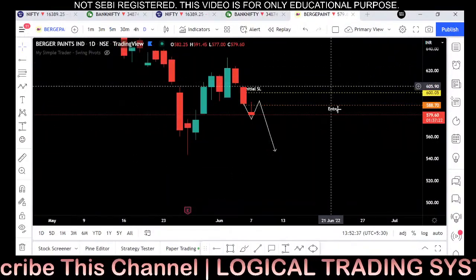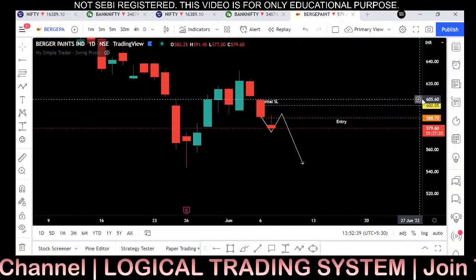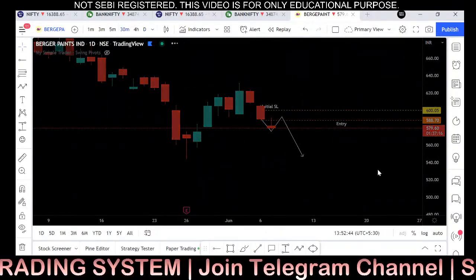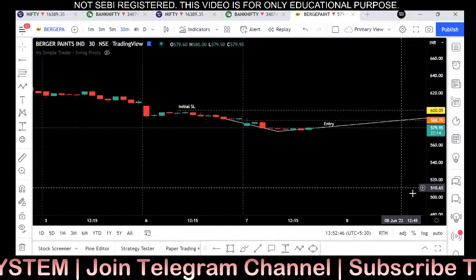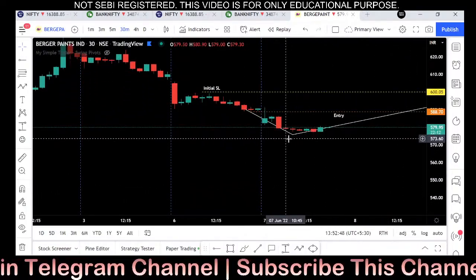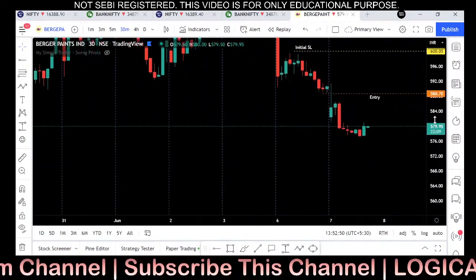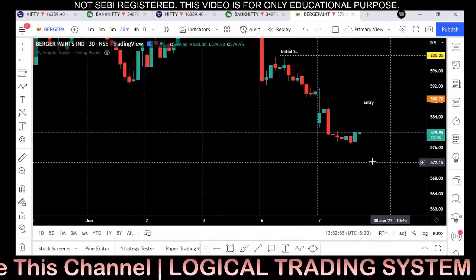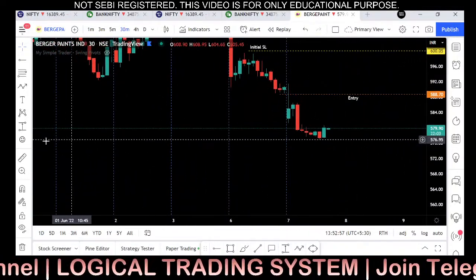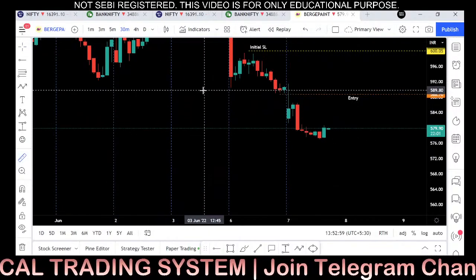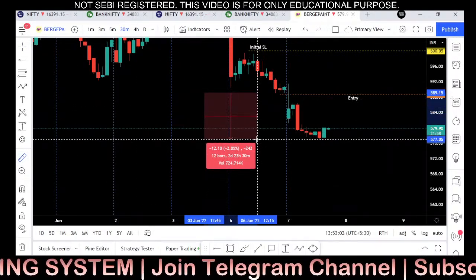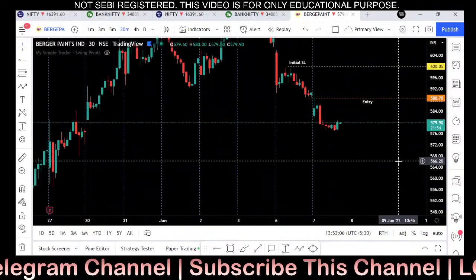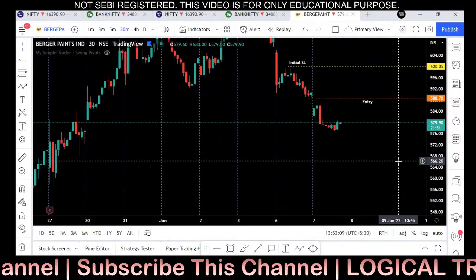In the meantime, I'll go back and see what is happening in Berger Paints, which I shorted today. I shorted the day open at 588. So 1:1 is already done, but I'm still expecting the price to fall even further, if not today, in the following days. Let's look at how things are shaping up.